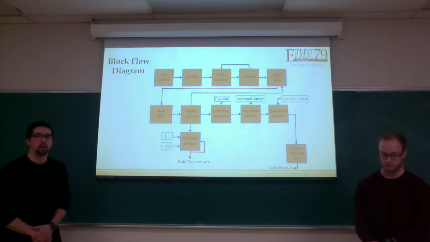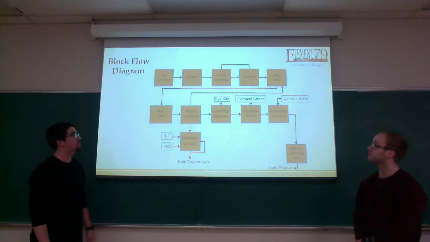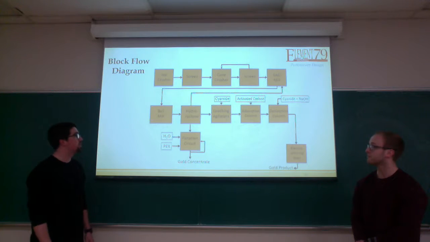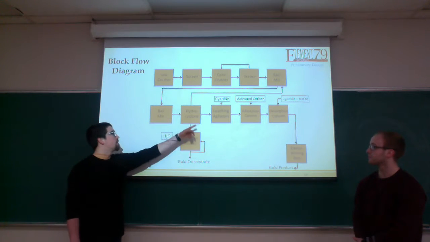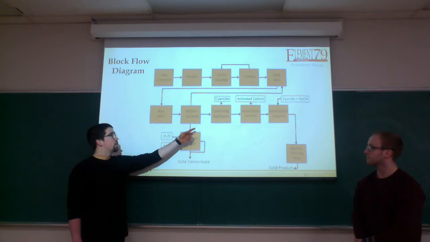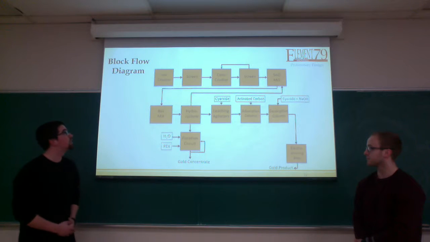So here's a block flow diagram of our process. We start off with our crushing stages and grinding stages, which are the same for both the hydromet and mineral processing. And then from our hydrocyclone, we branch off into our two different processes, one being the leaching side of things, which is the hydromet, and then the mineral processing goes to our flotation circuit.